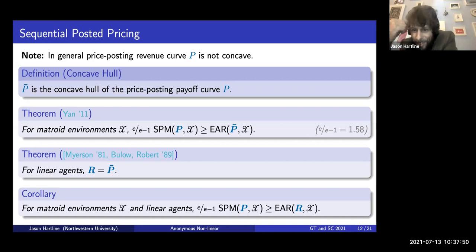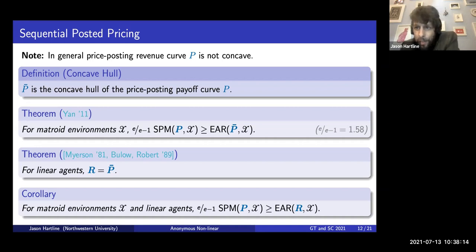This is great because we know the ex ante relaxation is an upper bound on the optimal revenue of any mechanism. And so what we've just proven by this result is that sequential posted pricing is an approximation to the optimal mechanism. Okay, so this is what happens for single dimensional linear agents.